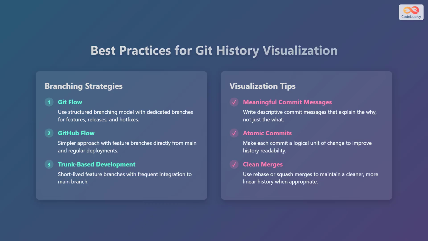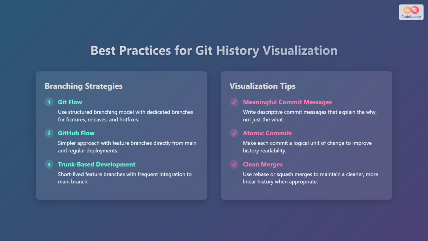Here are some best practices for Git history visualization. When it comes to branching strategies, Git flow is a structured branching model with dedicated branches for features, releases, and hotfixes. GitHub Flow is a simpler approach with feature branches directly from main and regular deployments. And trunk-based development is where you have short-lived feature branches with frequent integration to the main branch.